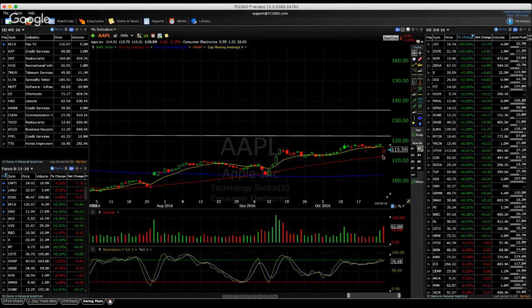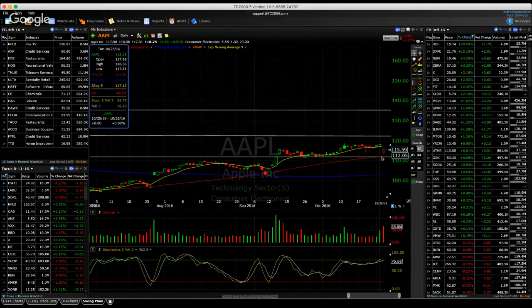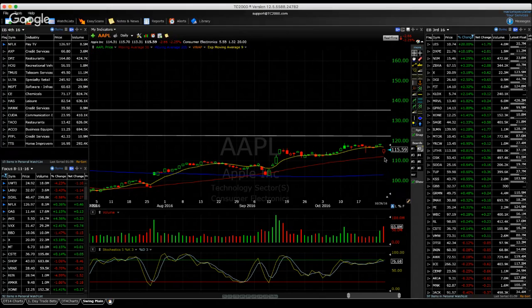And what I would really like is a pullback here. And my favorite types of pullback plays are ones that actually violate the support level. So let's say it violates 112, tests the 110, then remounts that level and shows some strength there. That would be a trend pullback play. And you've heard me talk about this a lot lately.